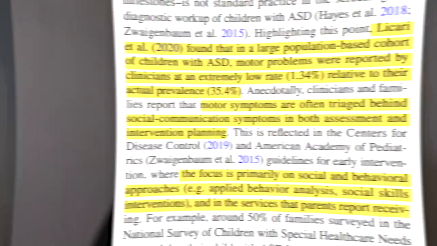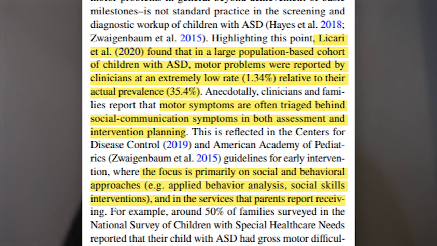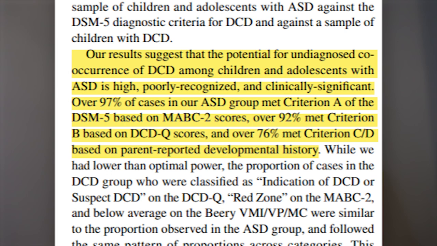Now, much of the paper is concerned with the likelihood of high rates of comorbidity between ASD and DCD, which they're clear are different, and how undiagnosed comorbidity can cause a lack of insurance coverage and care throughout one's life, because the acquisition of motor skills is constant throughout life instead of the primary delay in development that you would normally see with ASD. They also note that despite the high rates of motor issues in autistic people, fewer are identified and most effort goes into helping with social matters while ignoring motor deficits in regard to therapies prescribed and paid for through insurance. They conclude that the potential for undiagnosed co-occurrence of DCD among children and adolescents with ASD is high, poorly recognized, and clinically significant, with over 76% of their cases meeting all the criteria necessary to be diagnosed with DCD and over 90% of them meeting at least both of the first and second major criteria.